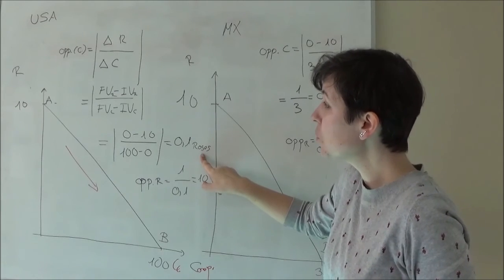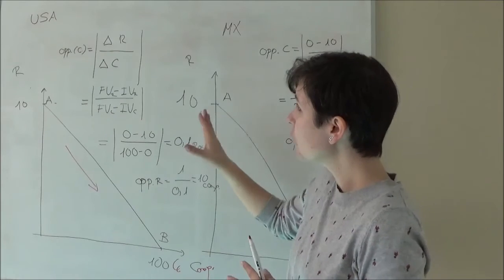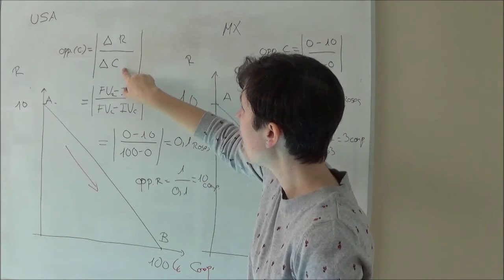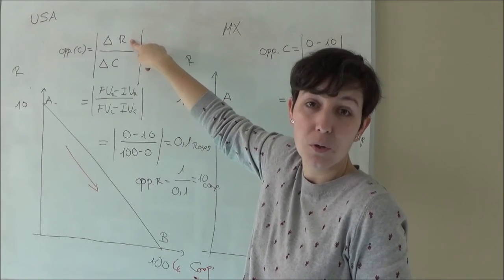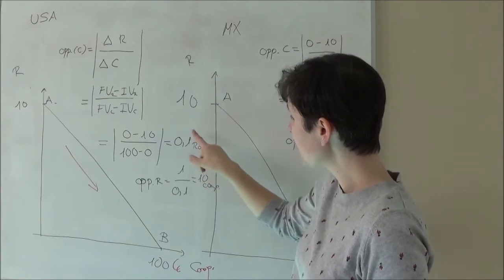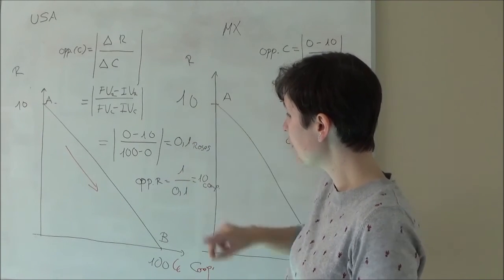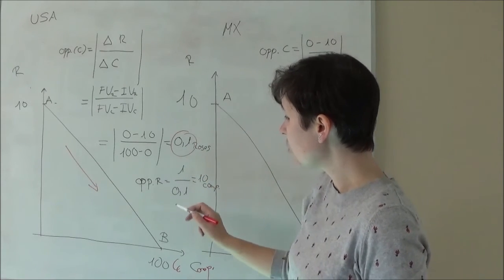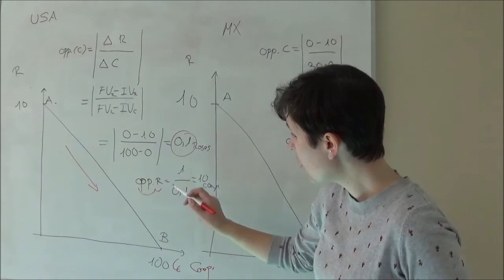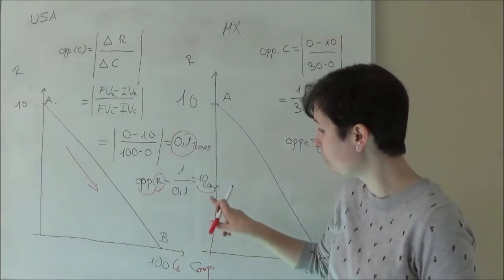If I want to do the opposite, the opportunity cost of roses, I can do the same analysis, but when you have roses, introduce computers, and vice versa. Or even easier, just take the inverse of this number. That means 1 over this number, and this is going to be the opportunity cost of roses. If you want to produce 1 more rose, that means you have to reduce 10 units of computer.